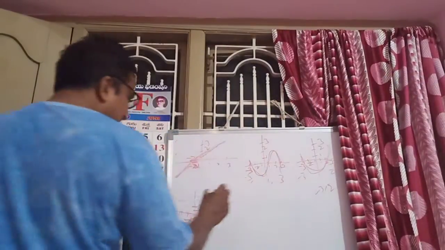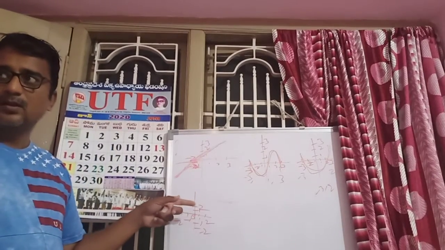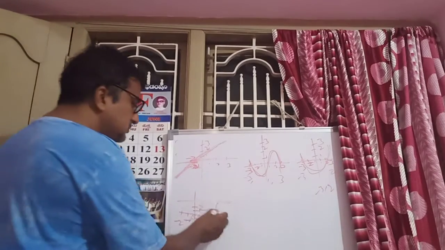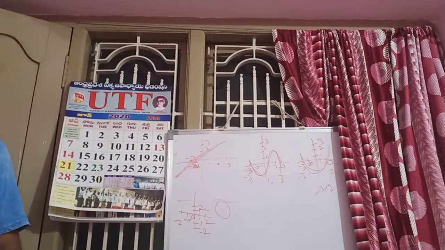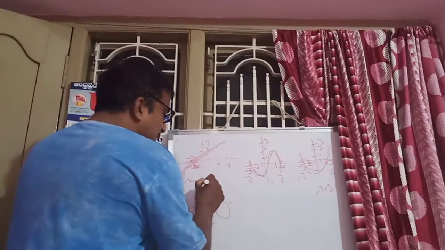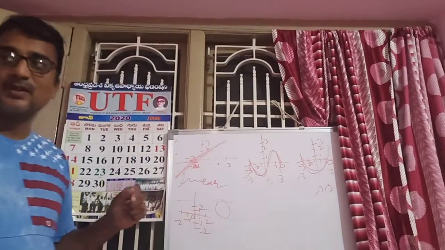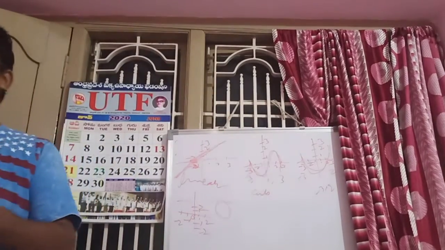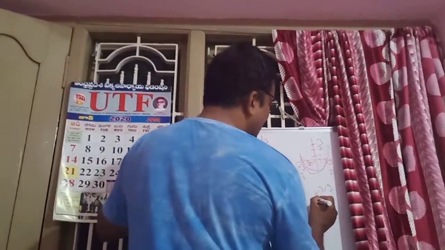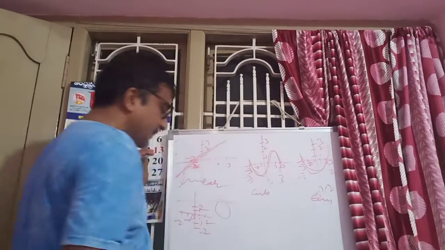Quadratic polynomial, minus 3 and 2. Here, does this graph touch the x-axis anywhere? No. 0. There is no solution. So this is the linear polynomial. This is the cube, therefore cubic polynomial. This is the quadratic polynomial.